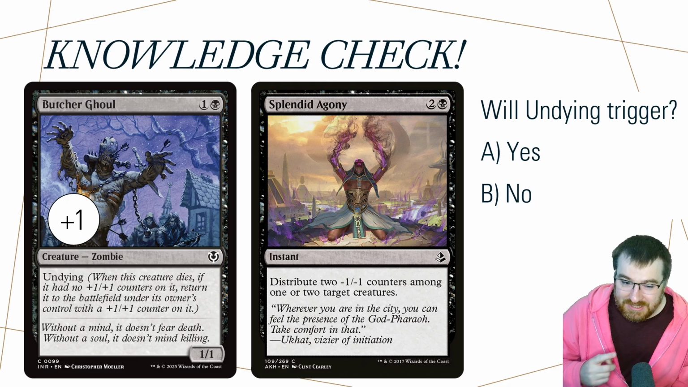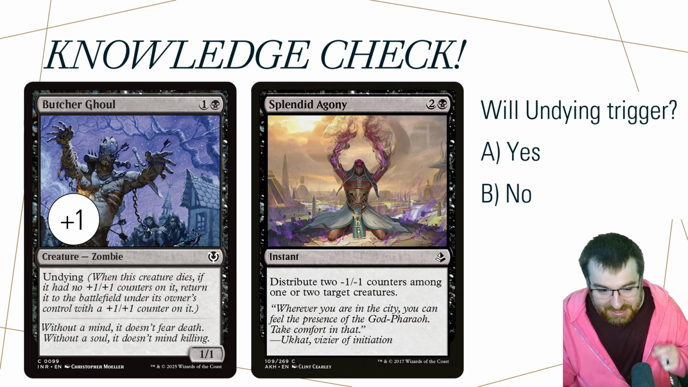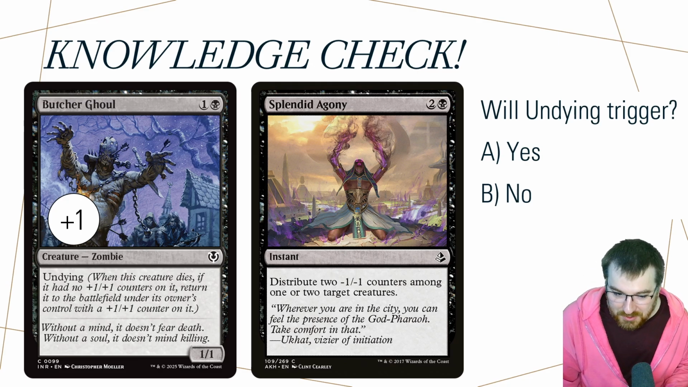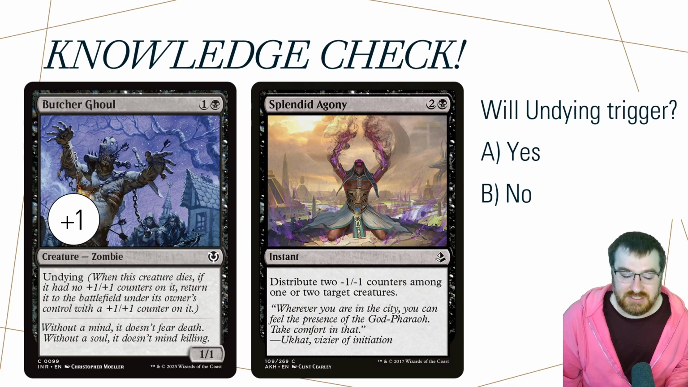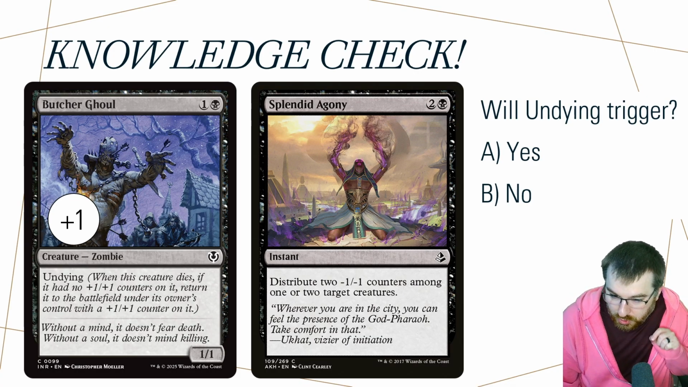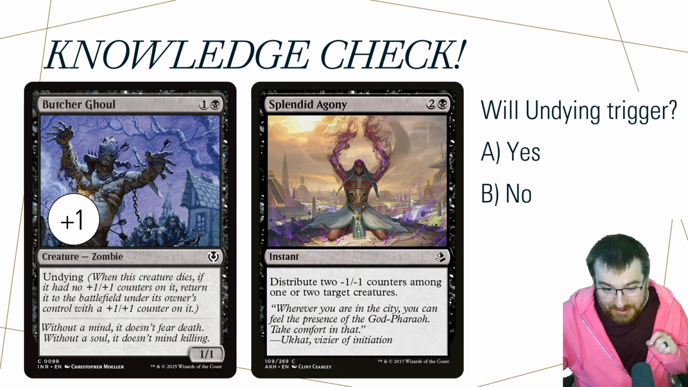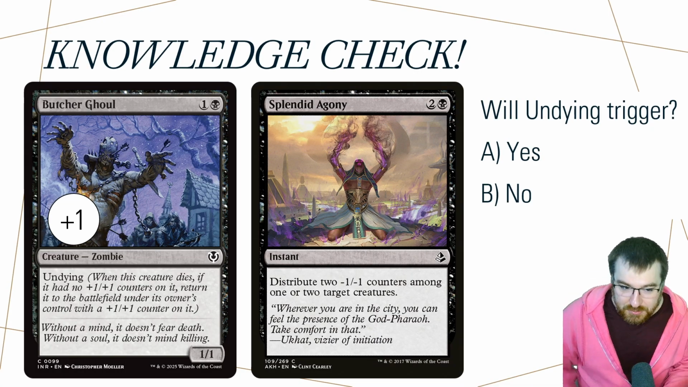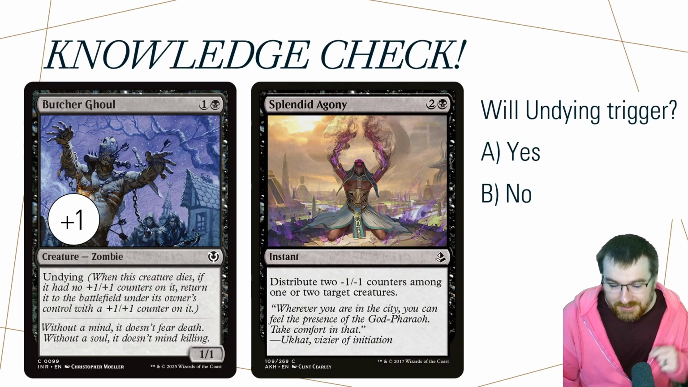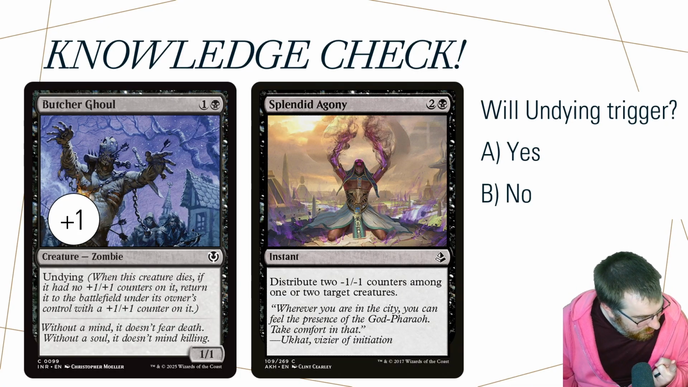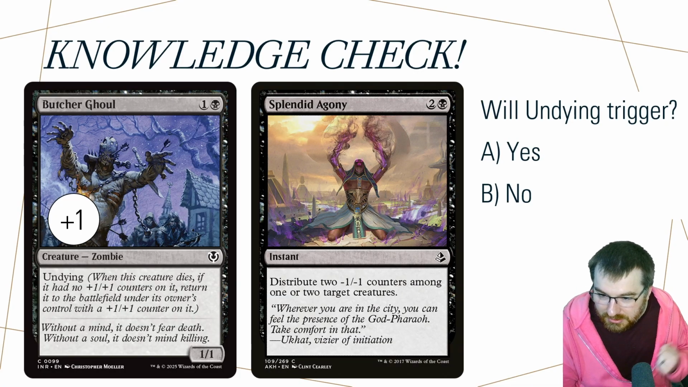So I cast Splendid Agony, which is an instant to put two -1/-1 counters on your Butcher Ghoul, which does reduce its toughness to 0, so your Butcher Ghoul will die. But the question for you is, after Butcher Ghoul dies, will Undying trigger? We got another poll? We do. I'll go ahead and put it now.